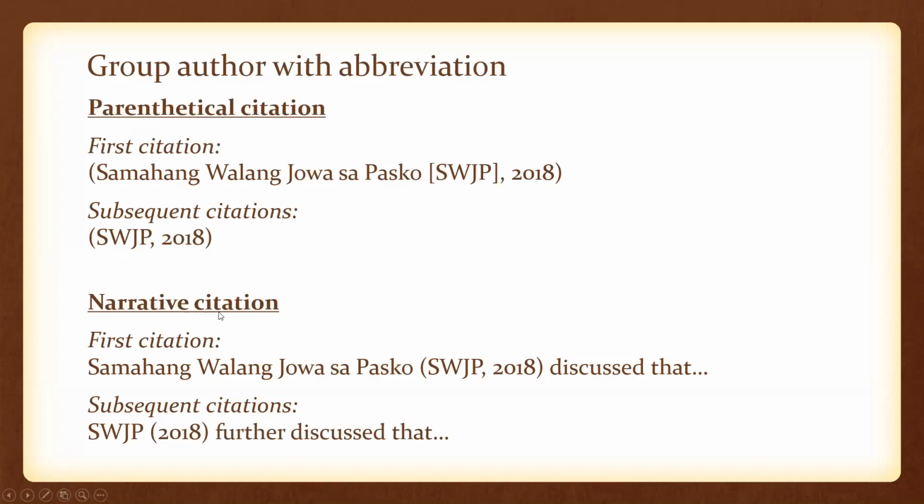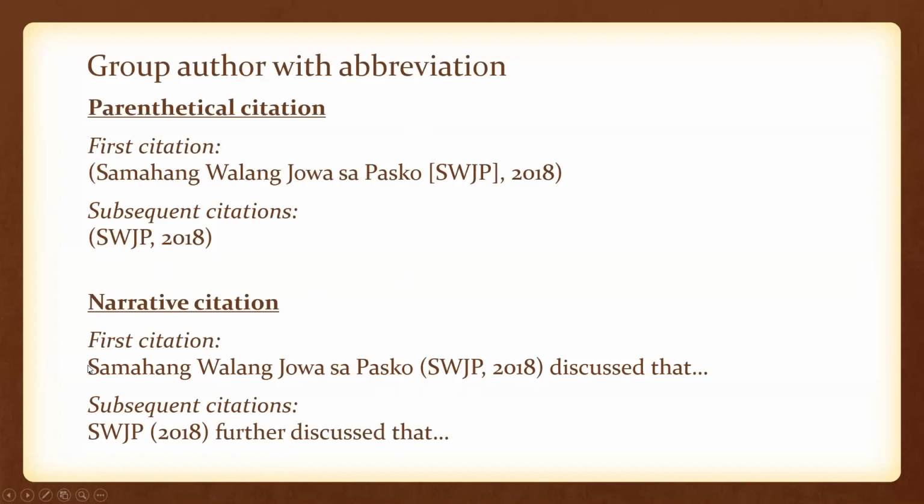For narrative citation naman, kung part sila ng discussion ninyo or ng sentence, samahang walang jowa sa Pasko, tapos parentheses, SWJP, discuss that. Ganun na siya. Inilabas na ninyo itong group author mula sa parentheses. So yung SWJP, nasa parentheses na lang siya. Wala na yung bracket. And then subsequent citations for more than 3 times, nababanggitin niyo itong SWJP, SWJP, and then the year of publication, further discuss that, ganun na siya.